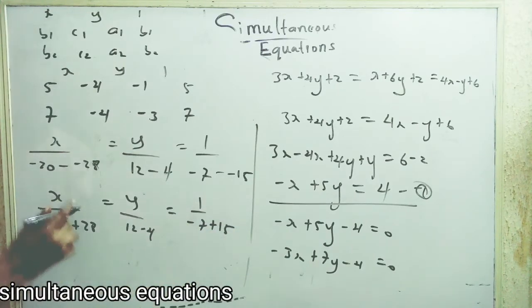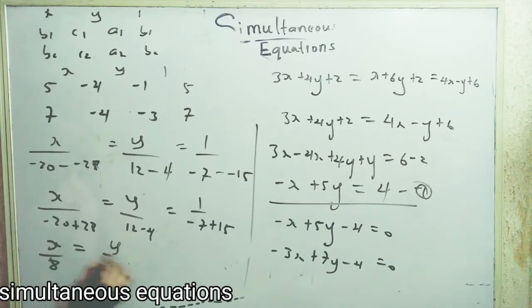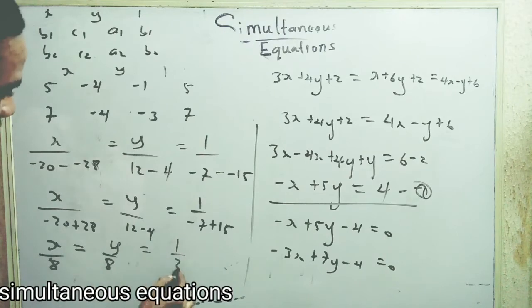Now from that point, minus 20 plus 28 is 8, is equal to y over 12 minus 4, which is 8 as well, is equal to 1 over, this will give me 8 as well. Now I'm almost done.